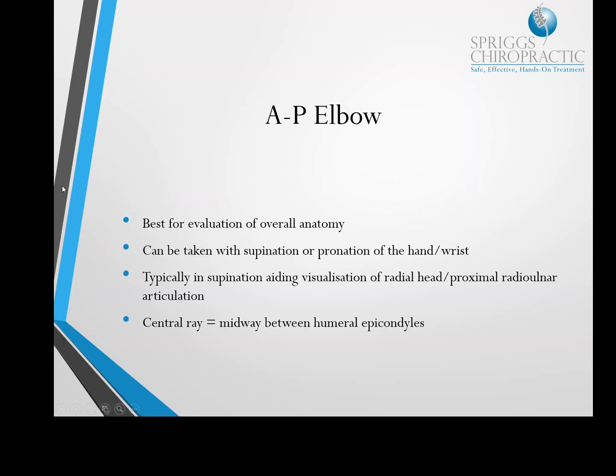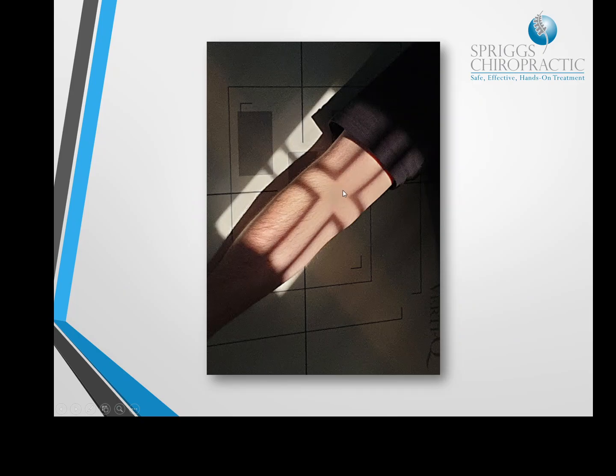So starting with the AP, again, best for viewing overall anatomy as always. It can be taken with supination or pronation, but usually taken in supination because it aids in the evaluation of the radial head and proximal radio-ulnar articular surfaces. Central ray is the midpoint between the humeral epicondyles. Okay, so this is what it should look like.